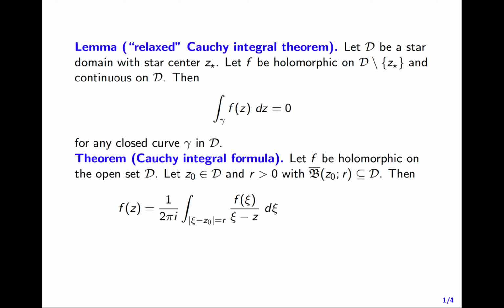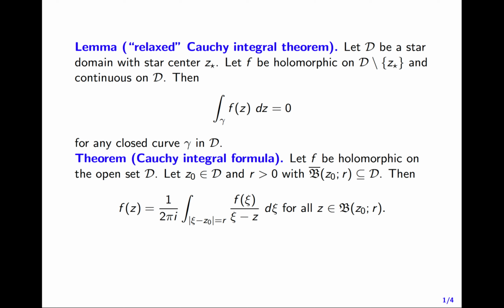f of z is equal to 1 over 2 pi i times the integral over the circle modulus of zeta minus z0 equals r of f of zeta divided by zeta minus z, where here z is a point in the open ball centered at z0 of radius r.